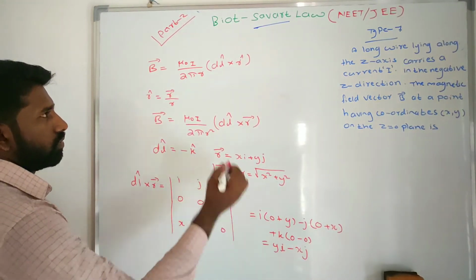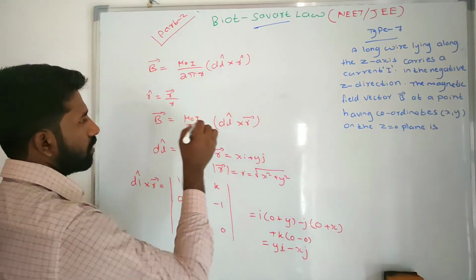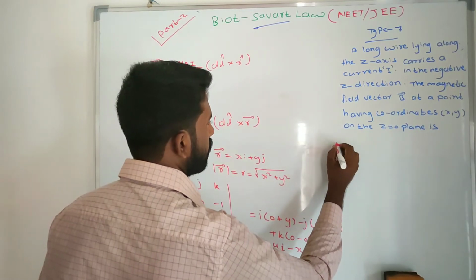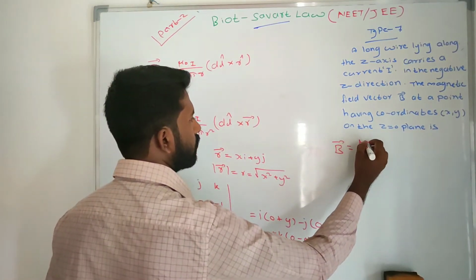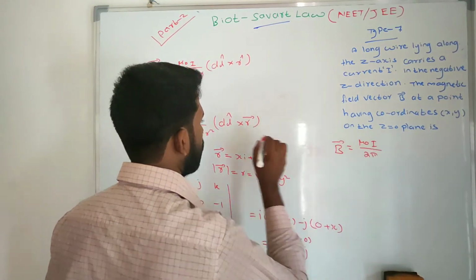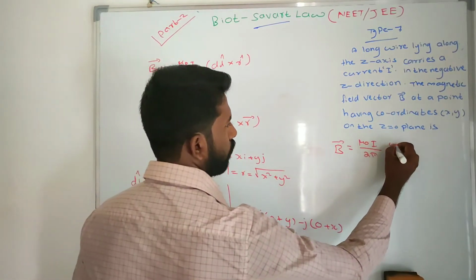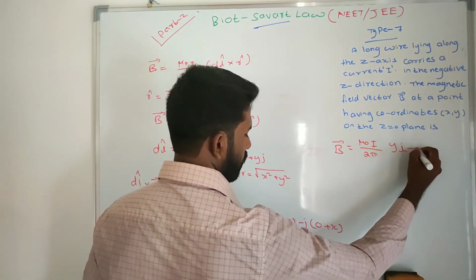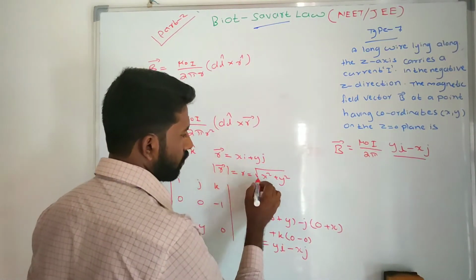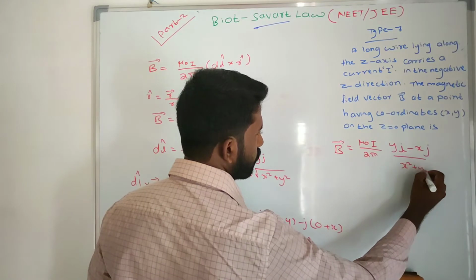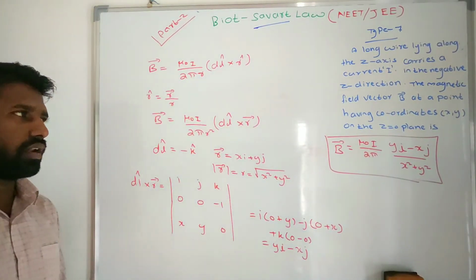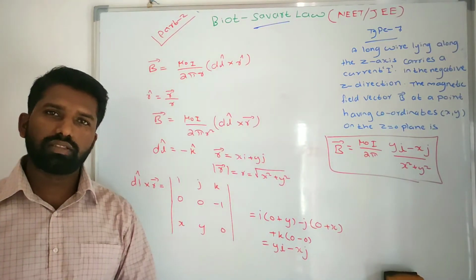Now you will substitute this in here. So what you will get? B is equal to mu 0 I by 2 pi into dl cross R vector, which is yi minus xj, divided by the square root square, that is the modulus square, that is x square plus y square. This is the magnetic field at a point having coordinates x and y.